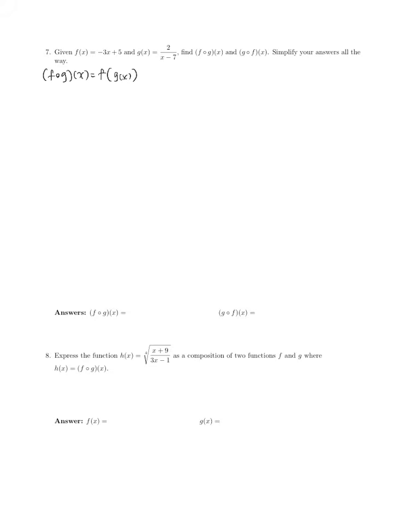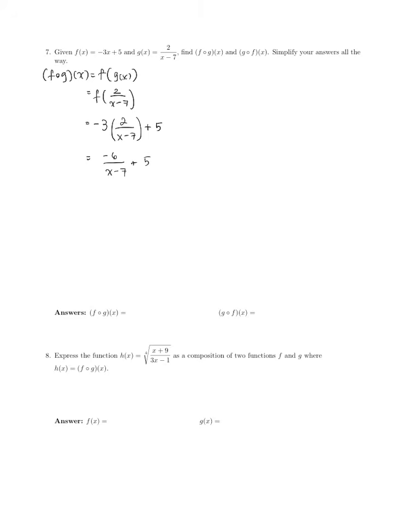When I say it, it sounds exactly the same, huh? So this is what? F of, what the heck is my g of x? 2 over x minus 7. Okay, so this is going to equal to what? Negative 3 times 2 over x minus 7, and then plus 5. Okay, so that's same thing as what? Negative 6 over x minus 7 plus 5.